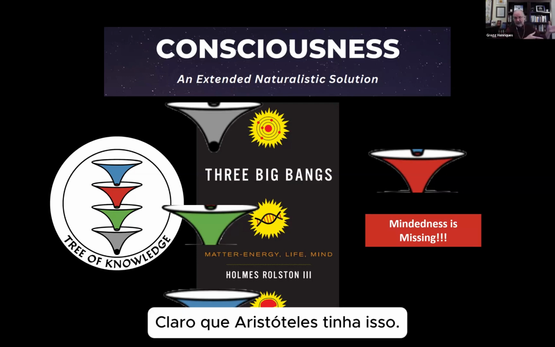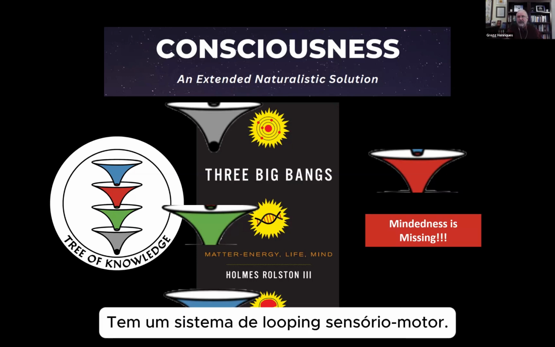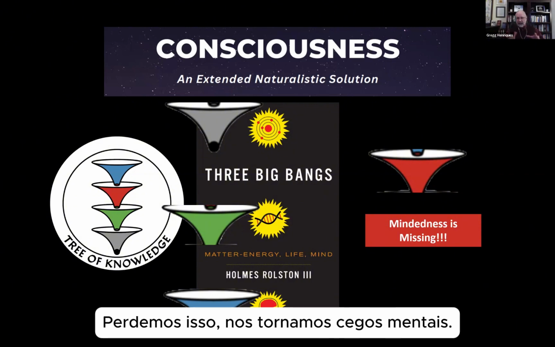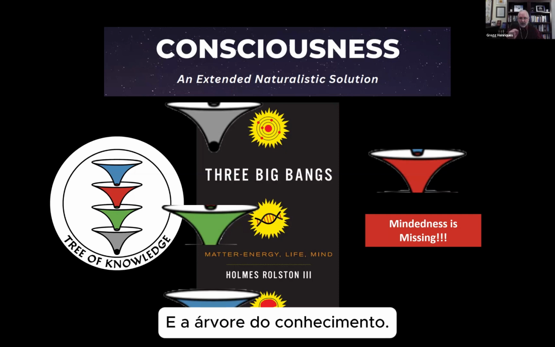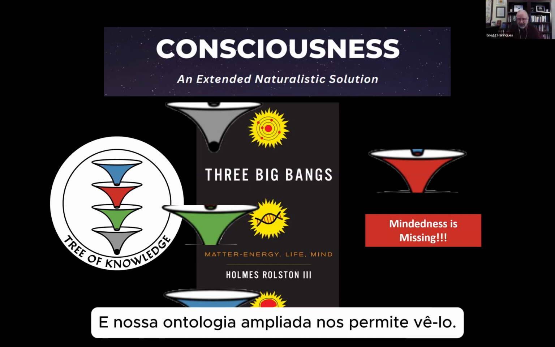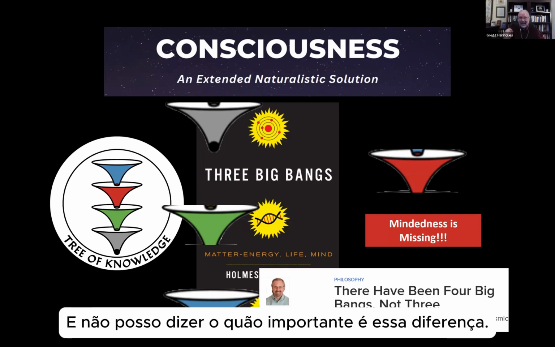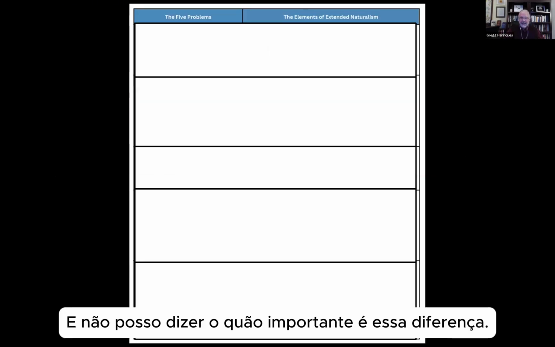Of course, Aristotle had this. He had a sensory motor looping system, and he had four layers in his scales of nature. We've lost this. We became mind blind. And the tree of knowledge and our extended ontology allows us to see it. There have been four, not three, Big Bangs, and I can't tell you how important that difference is.